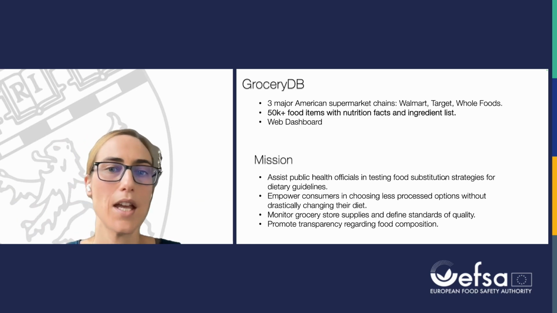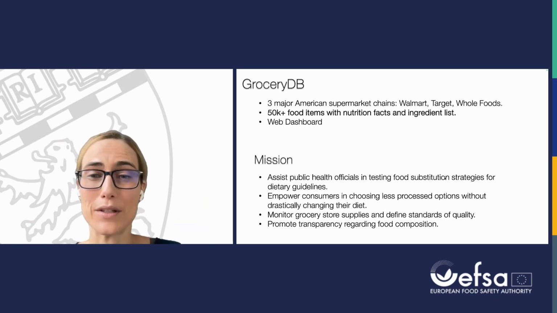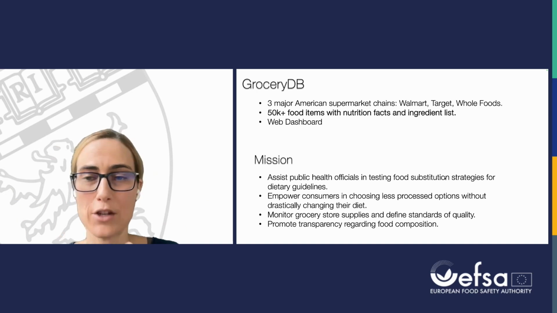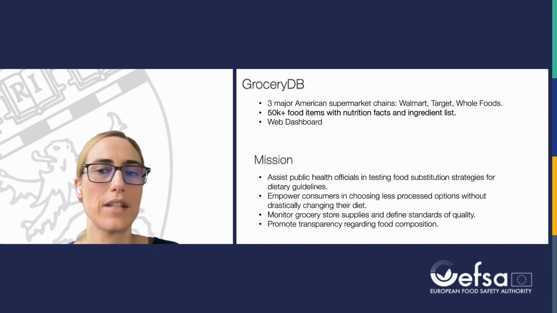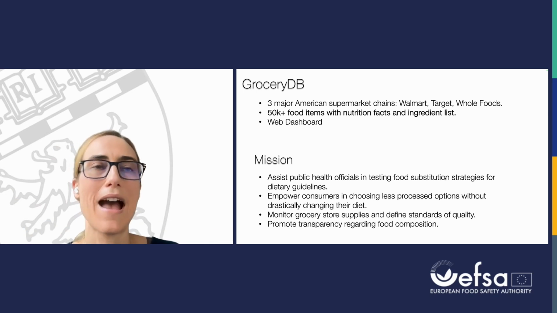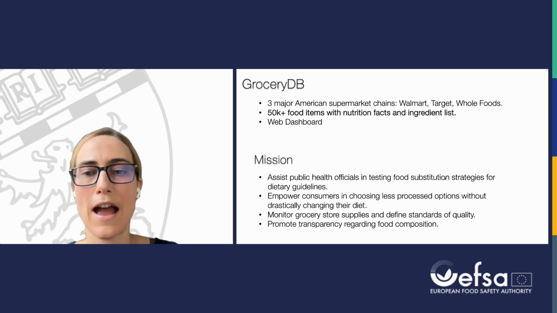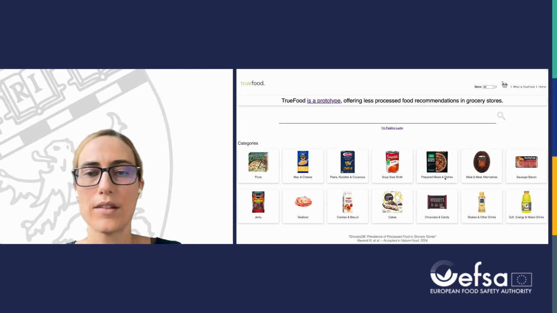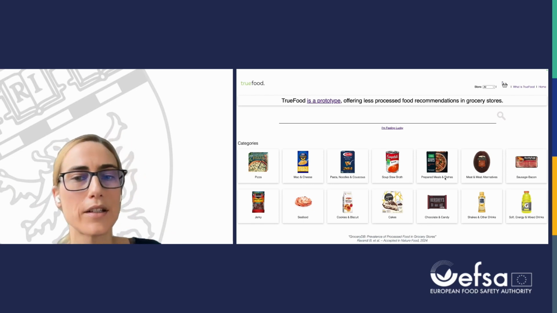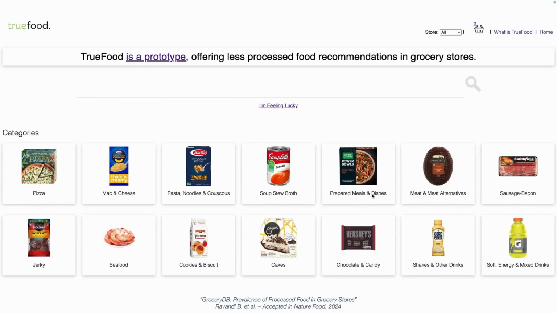Building on this idea, during the pandemic, we were a little bit bored, and so we decided to mine the websites of three major grocery stores, collecting more than 50K products with nutrition facts and ingredient lists, and we calculated their FPRO. This is what you find in GroceryDB, which has been recently accepted in Nature Food. This is our pilot, currently available at truefood.tech.